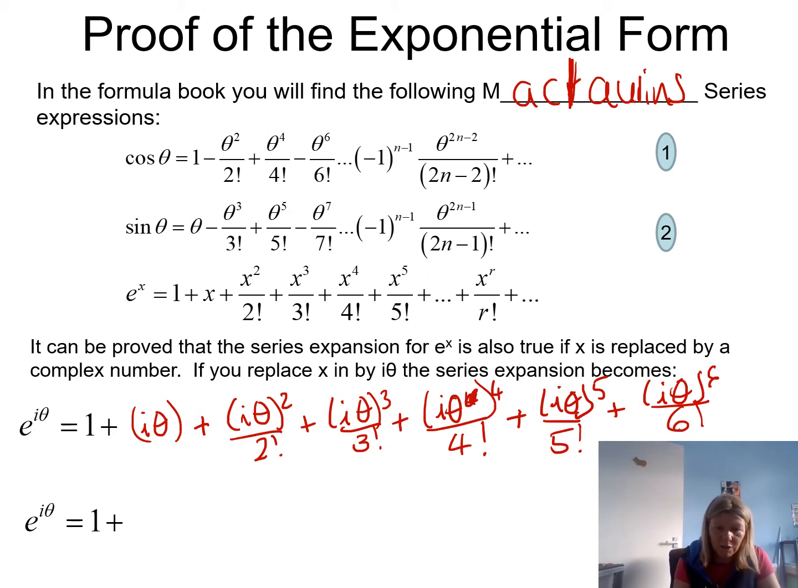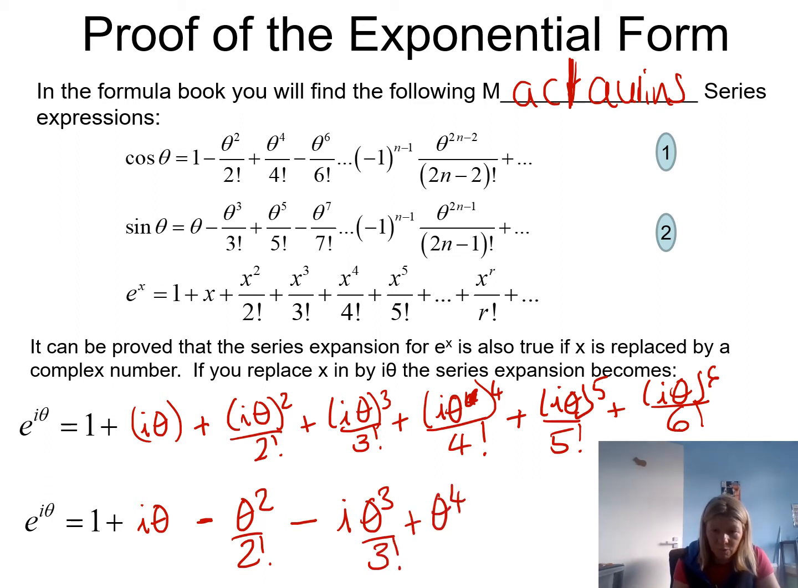Right, so this one's just i theta. This one becomes minus theta squared over 2 factorial. This becomes minus i theta cubed over 3 factorial, plus theta to the 4 over 4 factorial, plus i theta to the 5 over 5 factorial, minus theta to the 6 over 6 factorial.